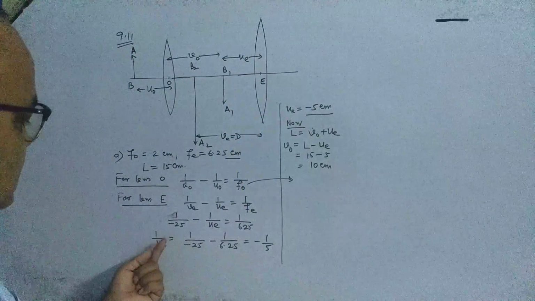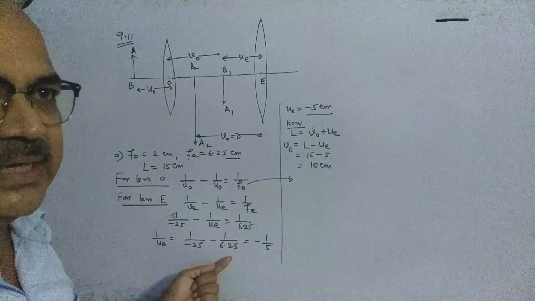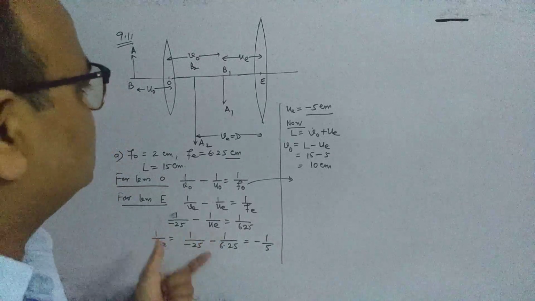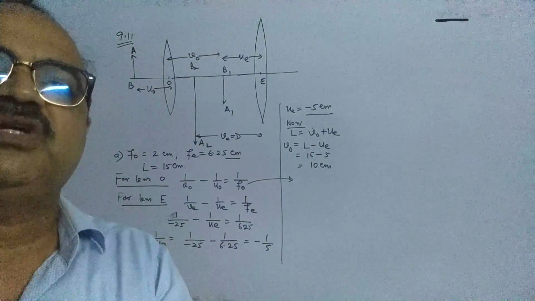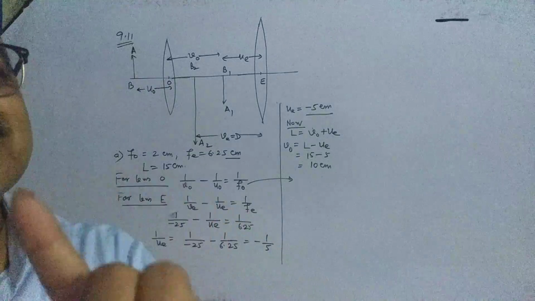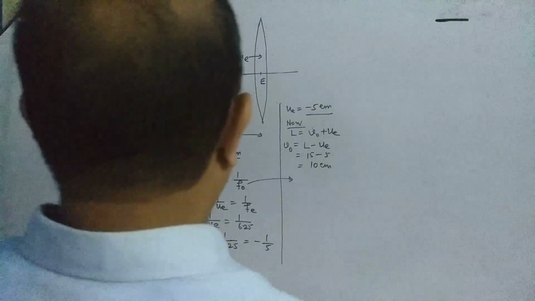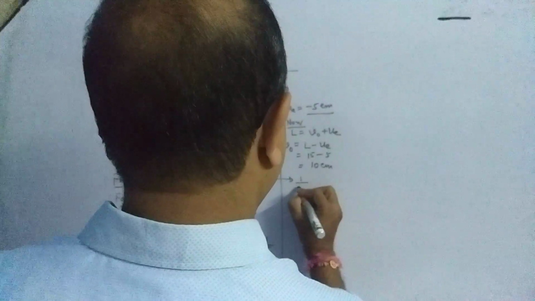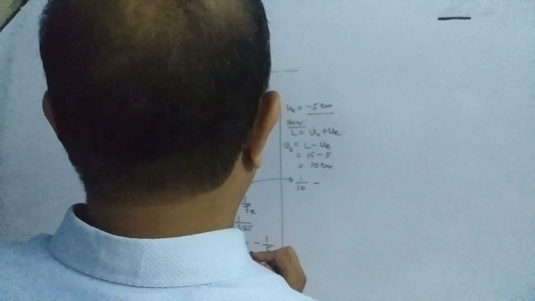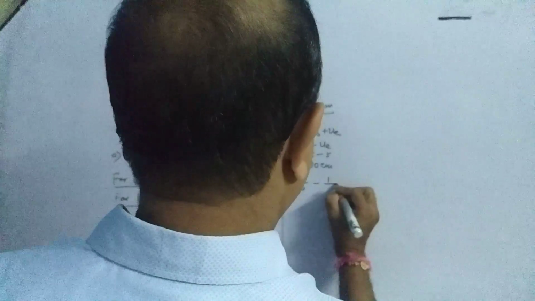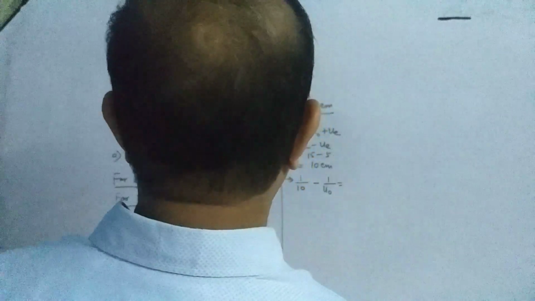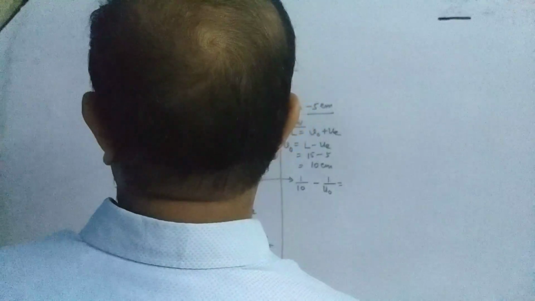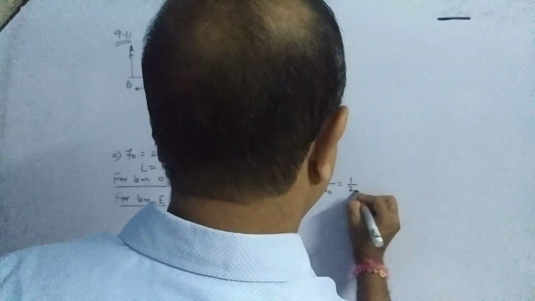Now from here, the formula 1 by VO minus 1 by UO, put with sign convention, just like the previous one. As I have told you before, the physical parameter which is to be determined, its sign is not put. So 1 by 10 minus 1 by UO, which we have to find out, is equal to 1 by FO. How much is 1 by FO? 1 by FO is 1 by 2.